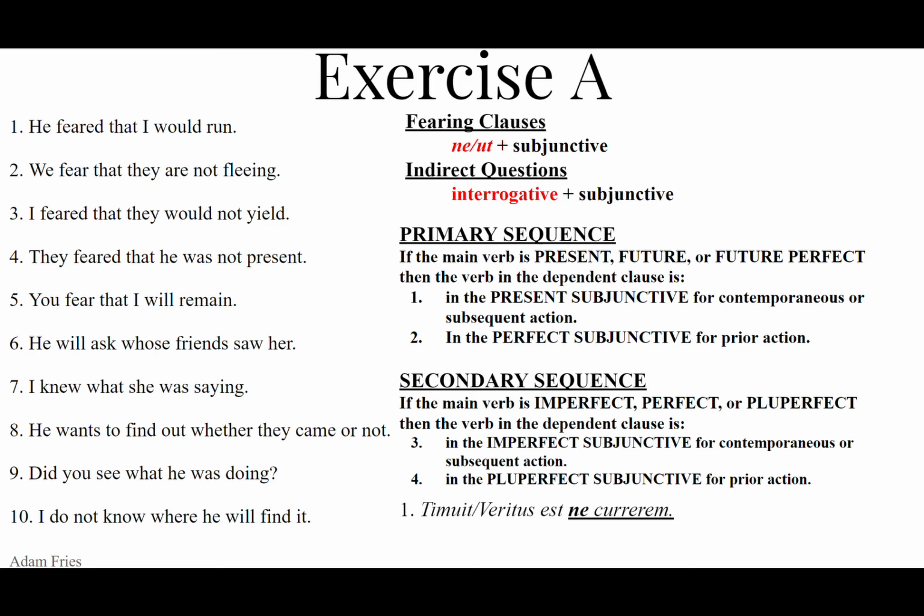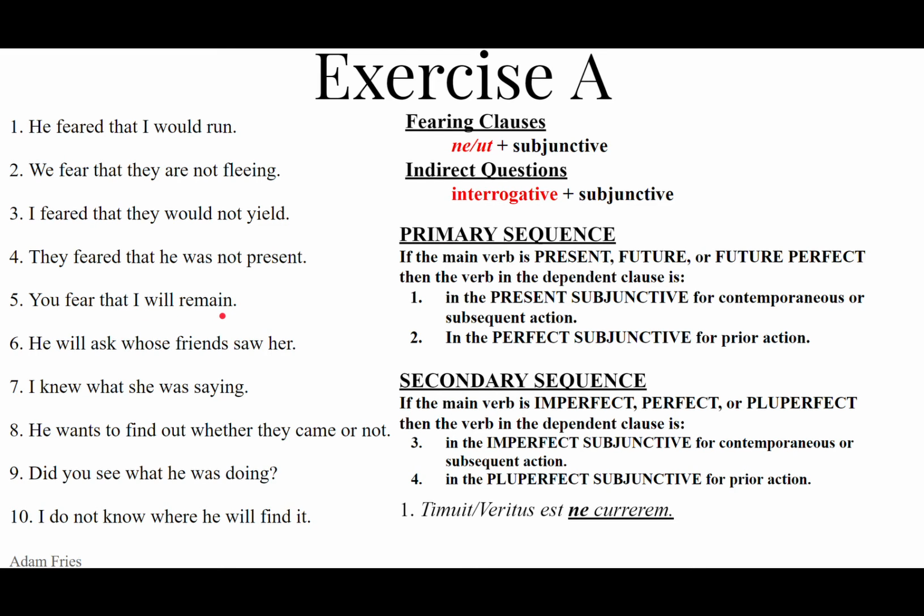Quinta sententia. You fear that I will remain. You're scared I'm going to stay. You fear, present tense. So times, vereris. We are in primary sequence, present tense, that I will remain. Now notice there is no future subjunctive. And we will not use the future indicative here. This has to be a subjunctive because it's a dependent subjunctive clause, a fearing clause.